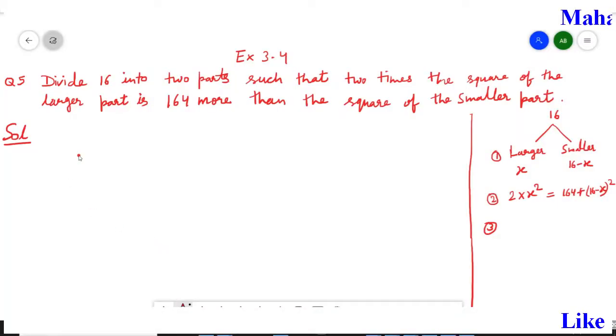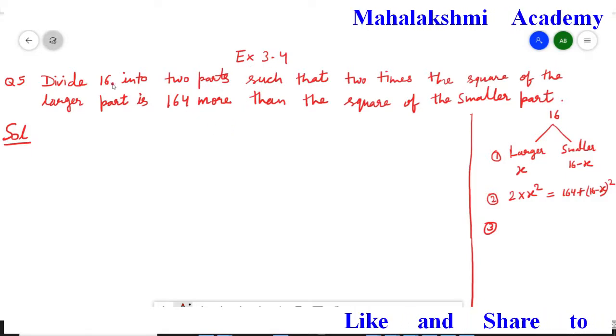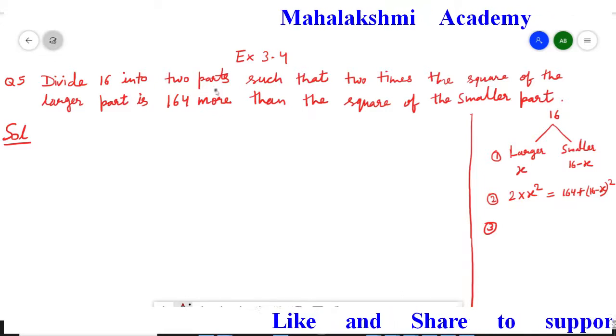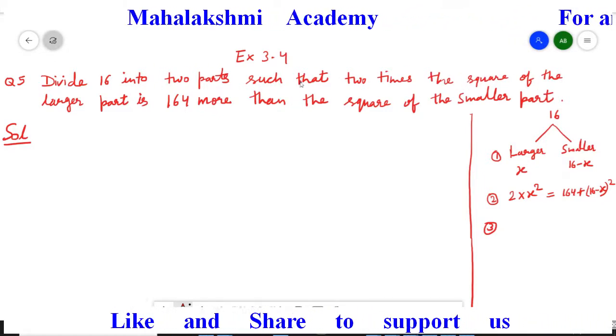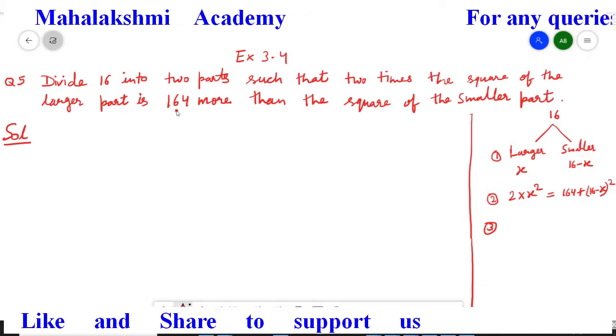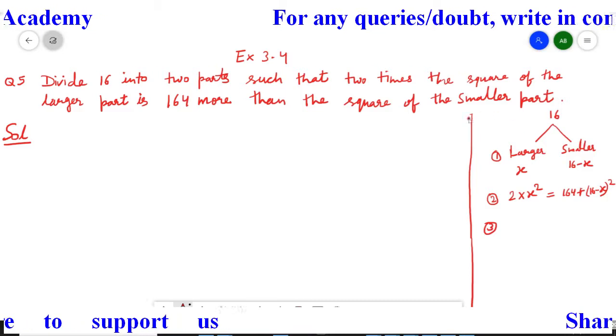Hello everyone, I am going to explain question number 5 from exercise 3.4. This question belongs to 10th class maths. Divide 16 into 2 parts such that 2 times the square of the larger part is 164 more than the square of the smaller part.